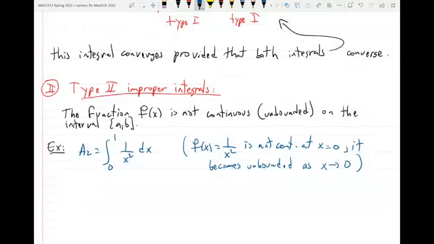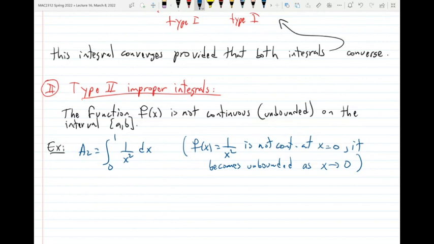Unbounded means that it goes either up to positive infinity or down to negative infinity. So there is no number which the function cannot go beyond. The value of the function grows bigger and bigger in absolute value. That's what it means to be unbounded. So how do we deal with this? Well, it's actually the same idea. We're just going to replace the problem.